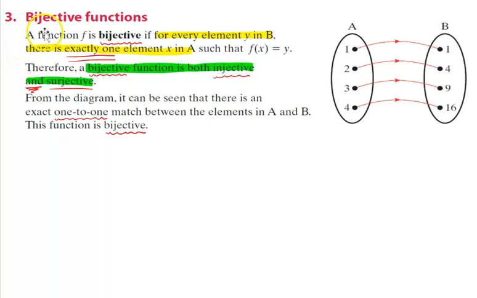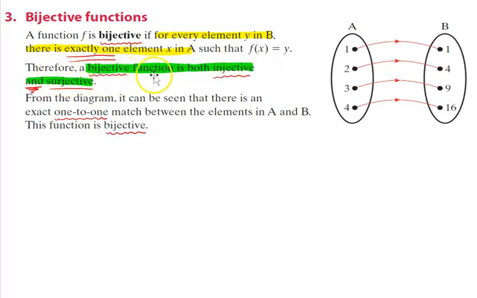And finally, we have bijective functions. A function f is bijective if for every element y in B, there is exactly one element x in A such that f of x is equal to y.